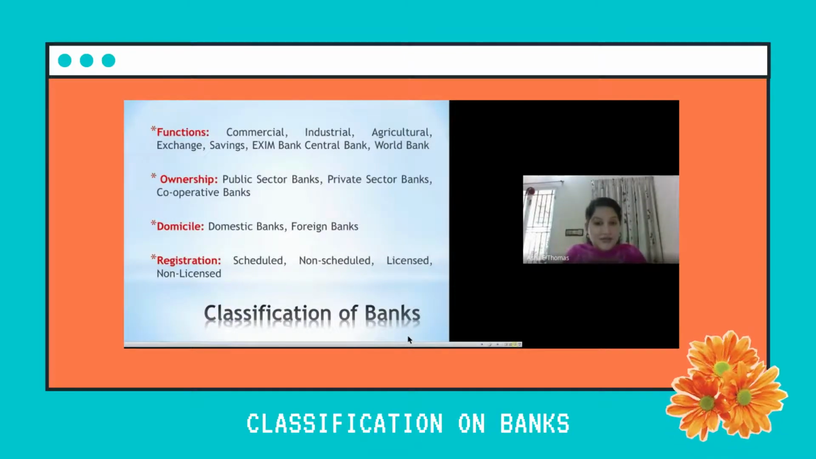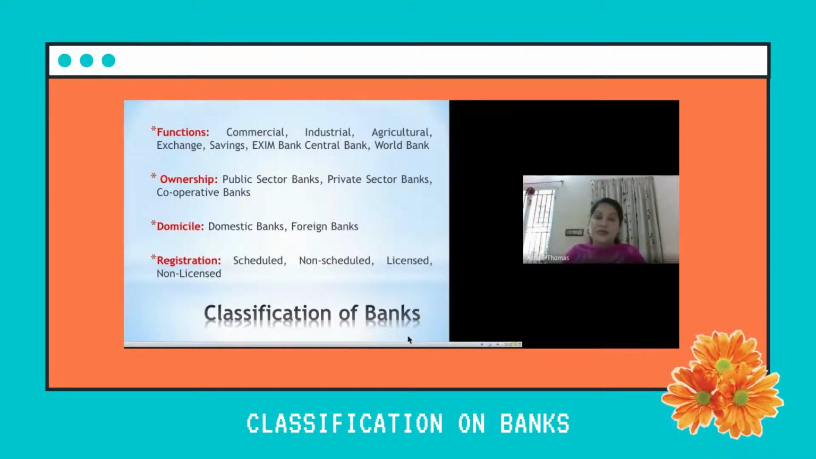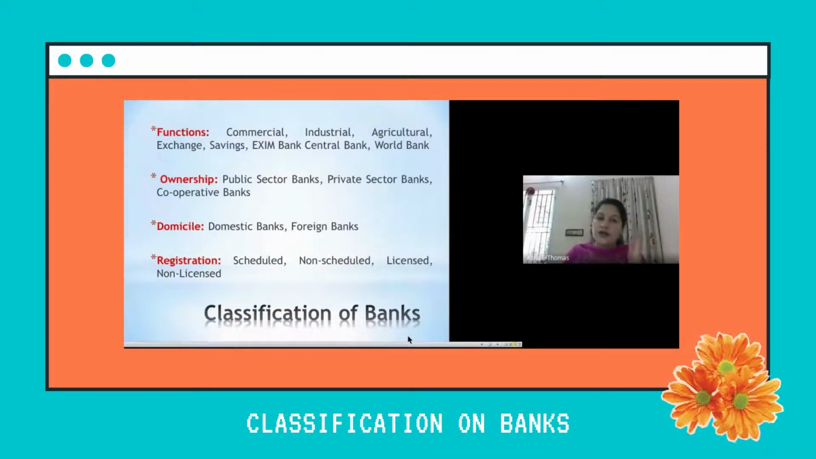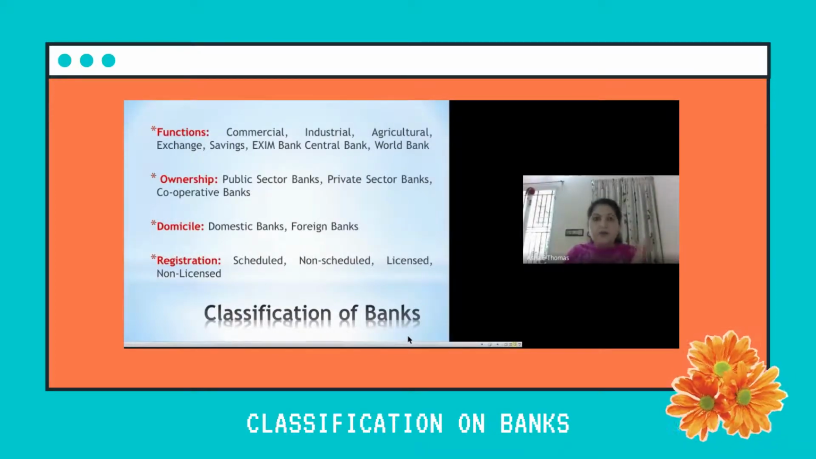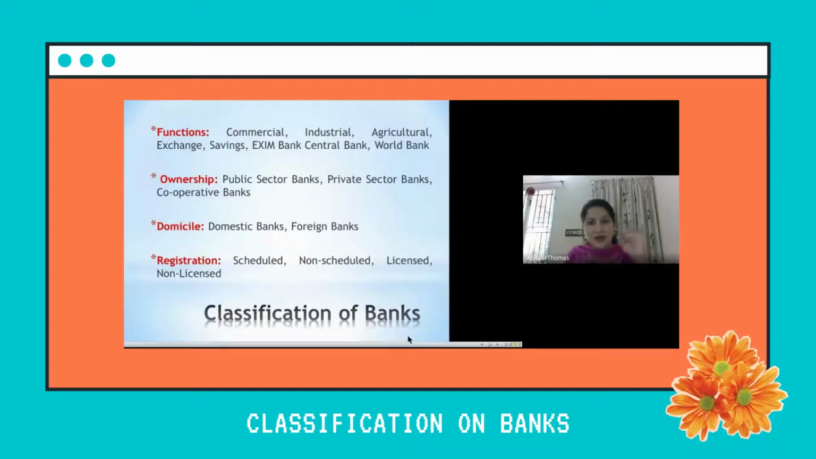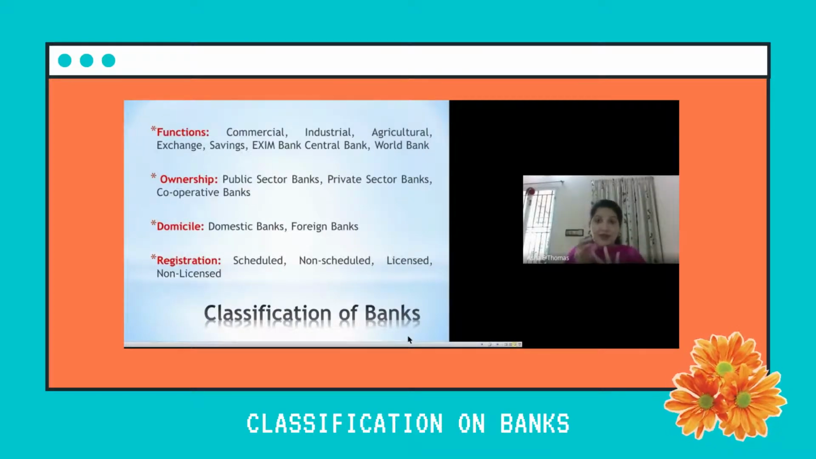Now let us discuss the classification of banks based on ownership. Okay, now listen to me very carefully. It is very simple. Actually, these things are very simple. Maybe 1 minute of attention will help you to understand it. That's all. See, based on ownership, banks can be classified into three categories: public sector banks, private sector banks, and cooperative banks.